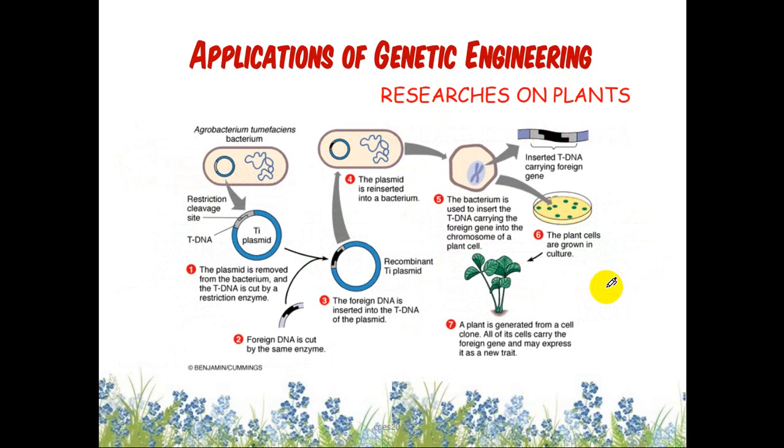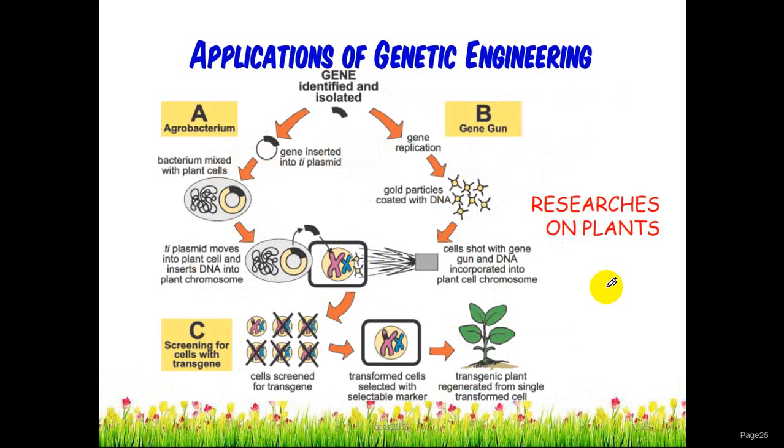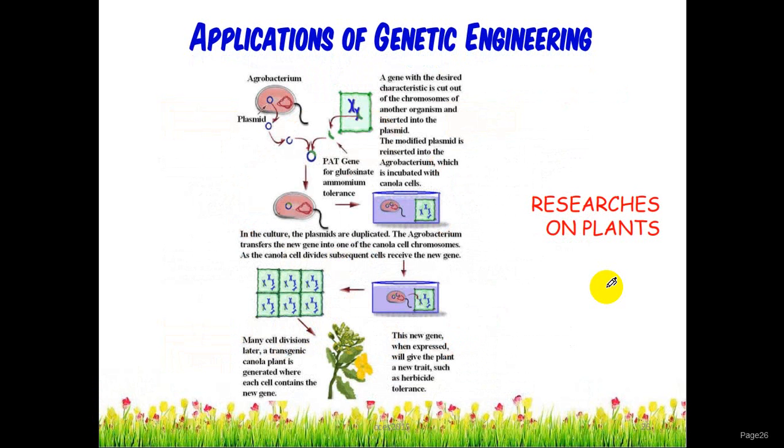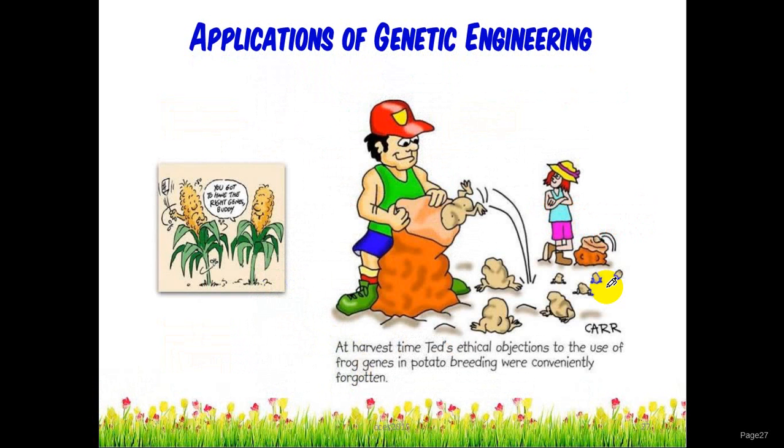After that, research on plants, this is in much detail, you can see that as well. So Agrobacterium and gene gun, we have already discussed this. Agrobacterium plasmid, and this is not important, but if you want to study, you can read this. This is a type of meme. At harvest time, Tutt's ethical objections to use of a frog's gene in potato breeding were conveniently forgotten. People used the gene of a frog in potatoes, so it was an ethical objection and ethical issue.